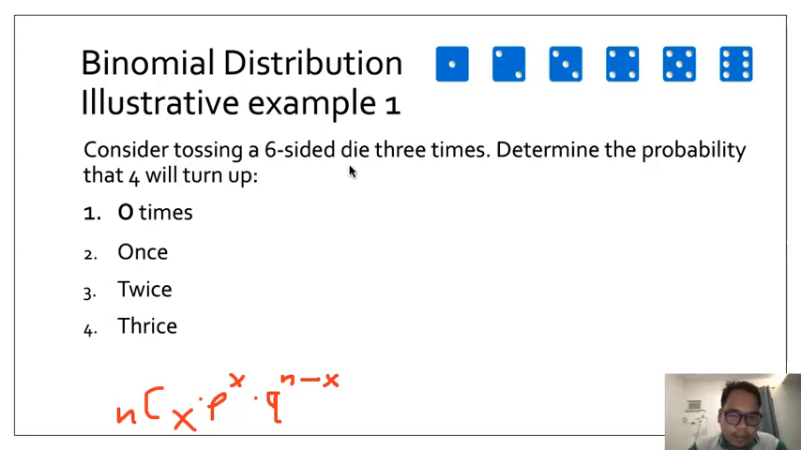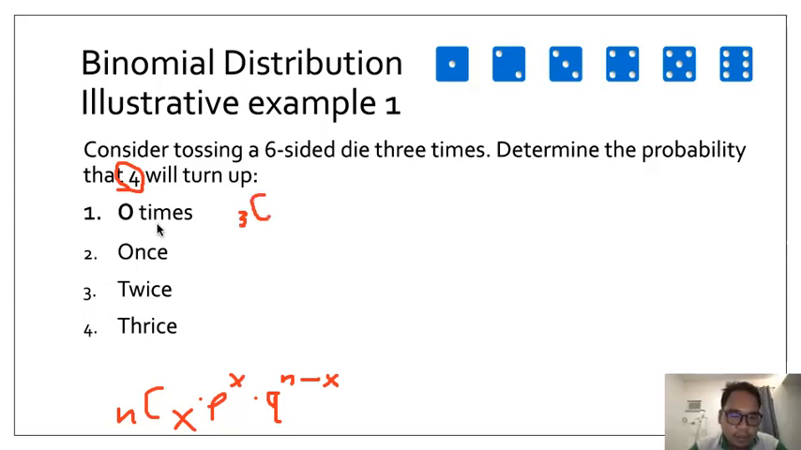So since we toss it three times, our n is 3. Our probability, since we're tossing a die and we are interested to determine the number of 4s, how many 4s can happen, is 1/6, the probability of a 4. So how do we write number 1 here? This is going to become 3 times, we throw it 3 times, combination.